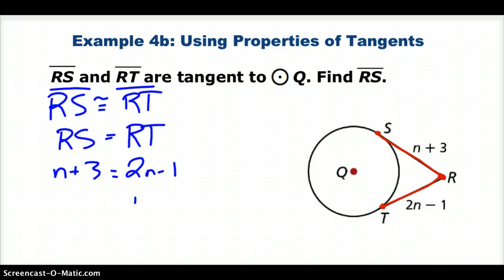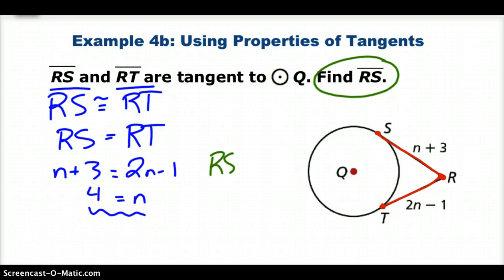I'll subtract n from each side to give me this. I'll add 1 to each side to give me 4. And I find out that my value of n is 4. And so now I can go ahead and plug that into what they actually want us to find. So RS will be represented by 4 plus 3, and we find that RS equals 7.